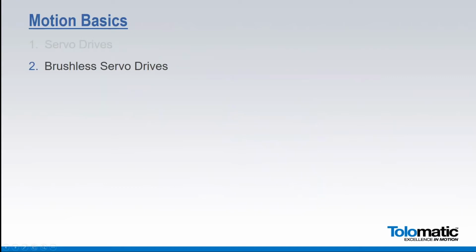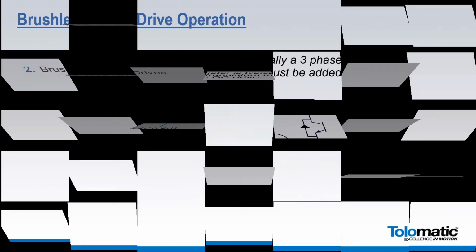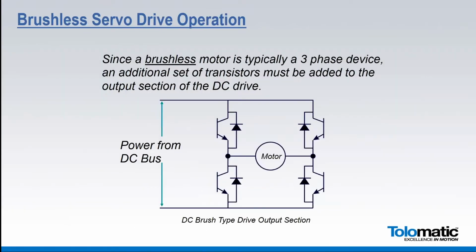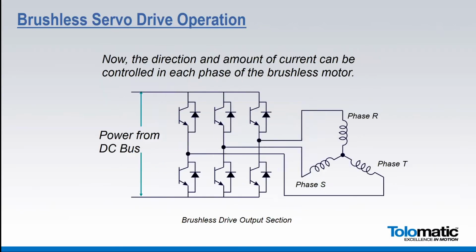So let's go into brushless servo drives here. So this is our DC drive that we've just been talking about. And on a brushless drive, that's typically a three-phase motor. So what you need is an extra set of transistors and diodes that gets connected to the three-phase motor like this. Otherwise, everything else is the same.